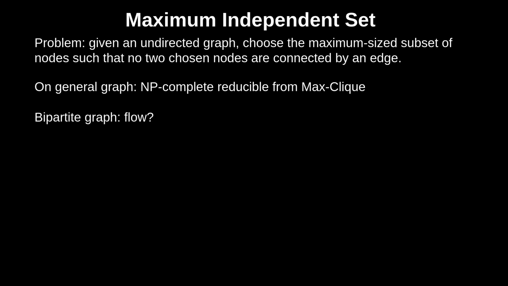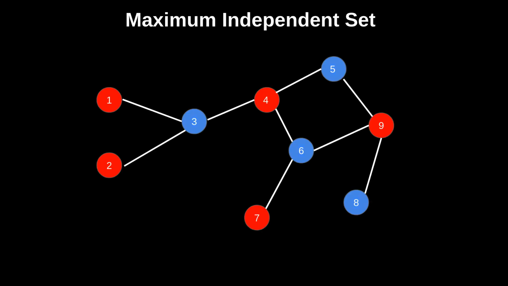If we are trying to solve the maximum independent set problem on a general graph, this problem is NP complete, and it's reducible from maximum clique, because the maximum independent set will be the maximum clique of the complement graph. However, in a bipartite graph, we can develop a polynomial time solution using flow. And this problem benefits greatly from using our perspective of minimum cut.